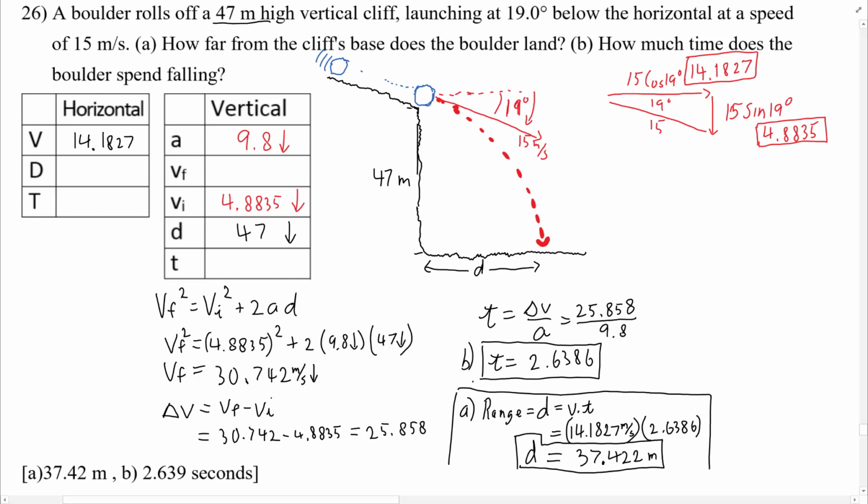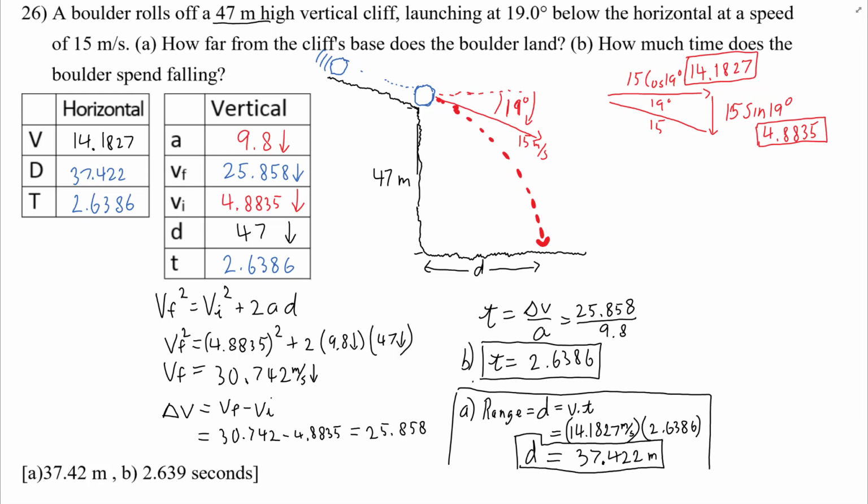So we have in blue 25.858 down, and the time is 2.6386, 63, whoops. And the range is 37.422. There we go.